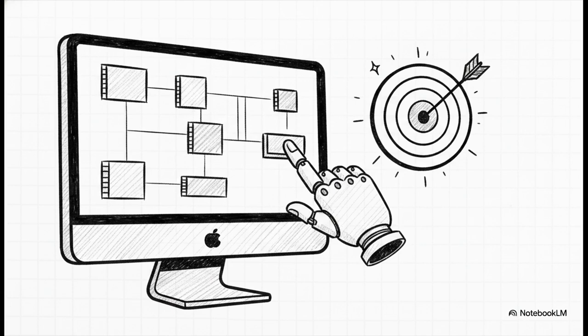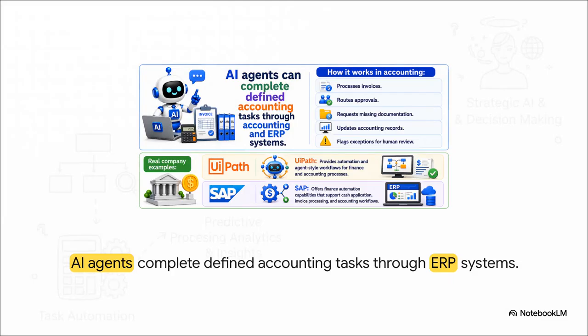At this stage, the AI interacts directly with your firm's ERP system. It executes specific, bounded tasks without you having to click a single button. You just give it a goal, and it navigates the software to achieve it. In massive enterprise environments, platforms like UiPath and SAP use AI agents to process invoices, route approvals, and even request missing documentation from vendors. SAP, for example, offers finance automation capabilities that handle cash application workflows totally autonomously. The agents do all the routine clicking and routing, and they only flag the really complex exceptions for human review.